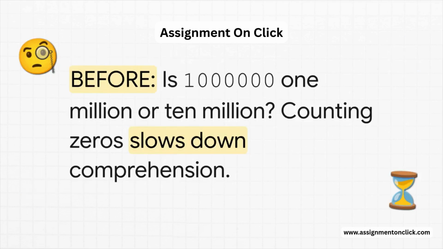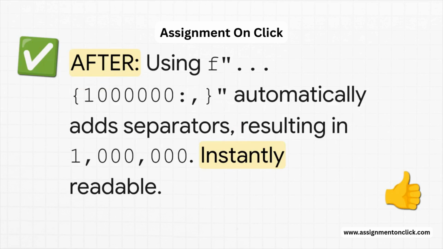And here's another one you see all the time. A big number. Is that 1 million? 10 million? You actually have to stop and count the zeros, which totally breaks your flow when you're trying to understand the data. But check out this unbelievably simple fix. All you do is put a colon and a comma inside the F string. That's it. And Python automatically adds the 1,000 separators for you. It's a tiny little change that makes a massive difference in readability.